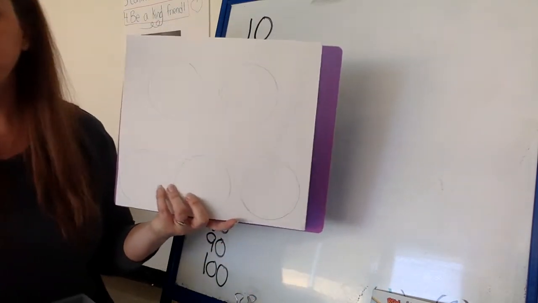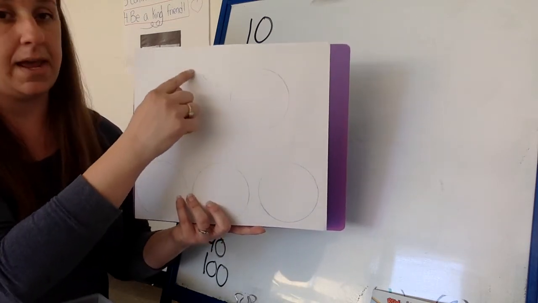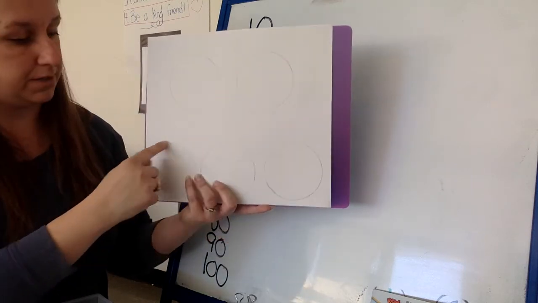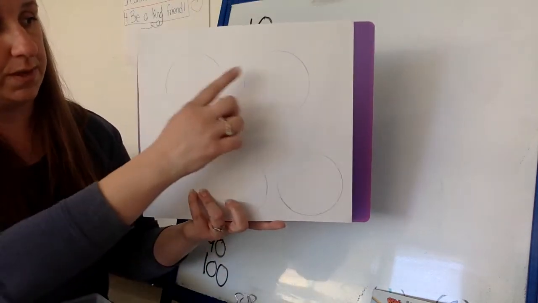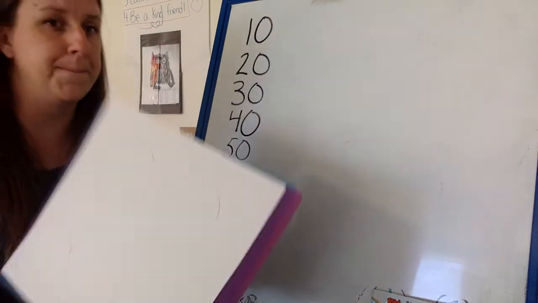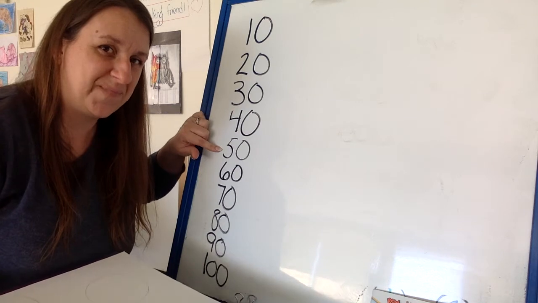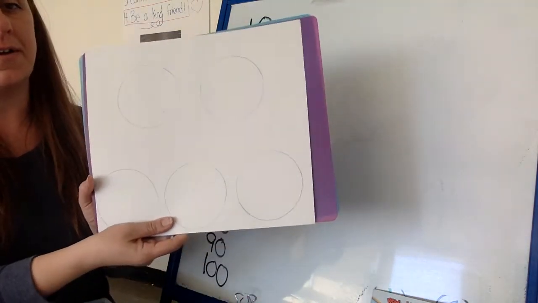Because what I'm going to have you do is, I just took a plastic cup, a red cup, and I traced a circle, and I traced another circle, and I traced another circle, another circle, and another circle. So I have 5 circles. 1, 2, 3, 4, 5. What number has 5? 50. Yes. All right.